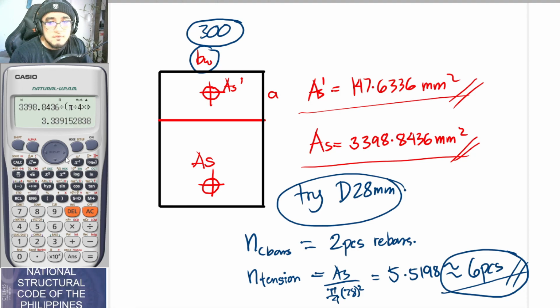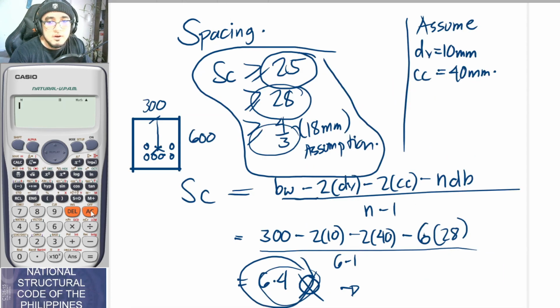So we would be having 4 pieces. So I will just be checking here if kasya yung 4 pieces. So 300 minus 2 times 10 minus 2 times 40 minus 4 times 36 divided by 3. So hindi pa rin siya adequate kahit 36 mm yung gamitin. Or let's say if you would be using 50 mm steel, maybe that is already adequate, but it is not advisable any longer because those steels are only subject to pre-ordering. So you can only use them if you would be pre-ordering them.